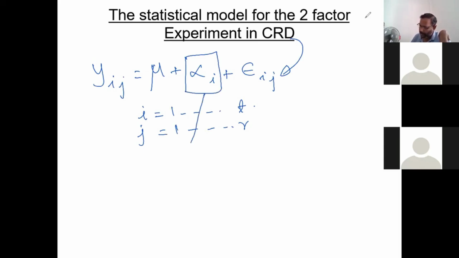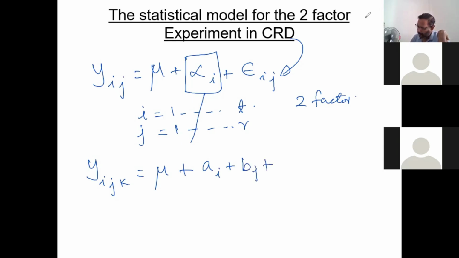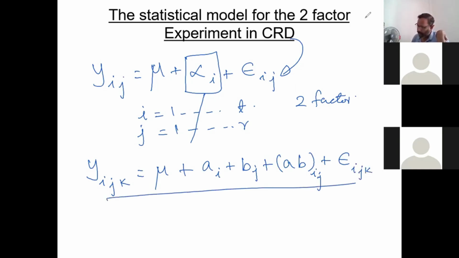So our simple two-factor model, I'm going to say Yijk is equal to mu plus, I will use different terms, Ai, plus Bj plus ABij plus the error term. So this is how it goes.